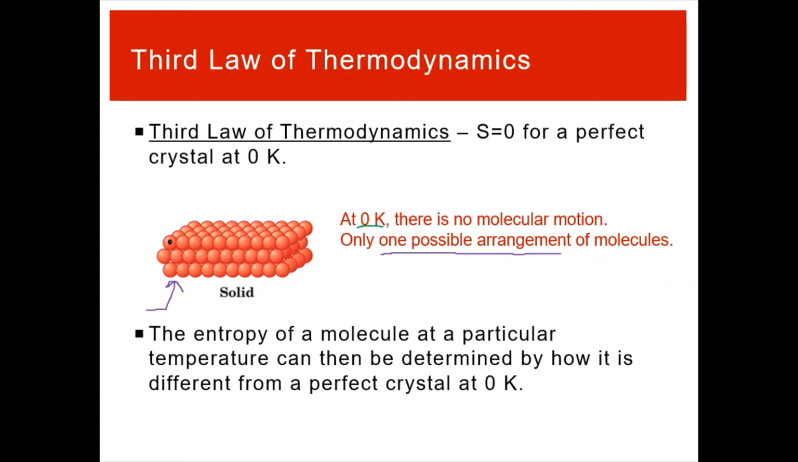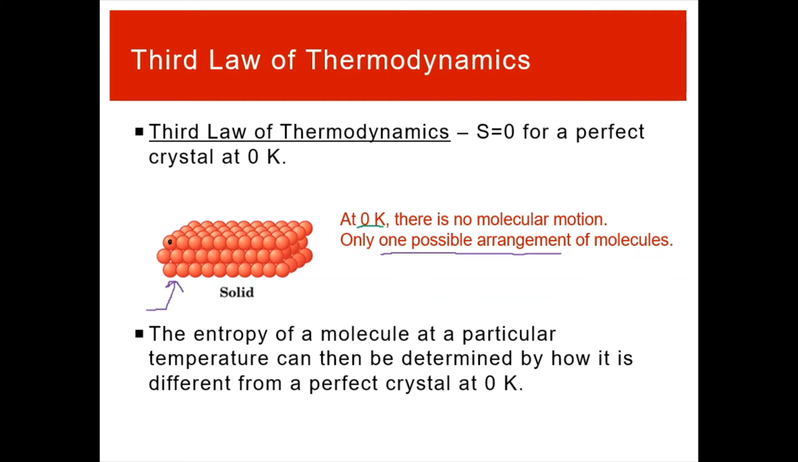So there's one possible arrangement. It has 0 entropy. It is perfectly defined, no disorder, a beautiful, beautiful order. There are some other applications of the third law of thermodynamics. One of the most important things is that you can't reach 0 Kelvin. This is only in theory. You can never reach 0 Kelvin.